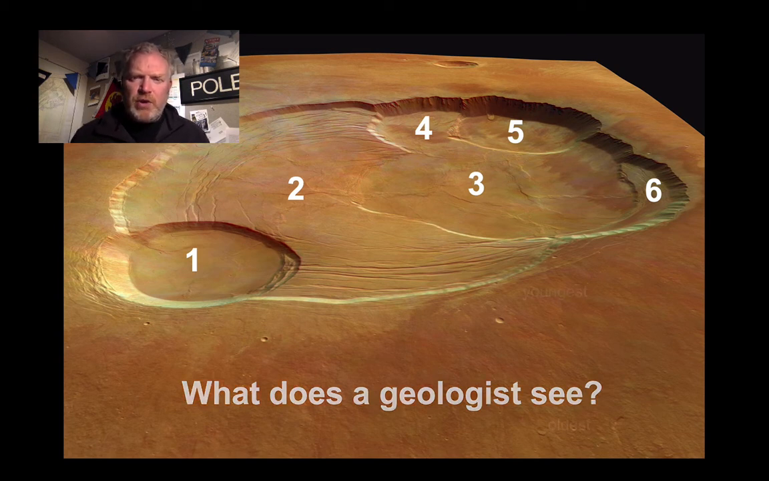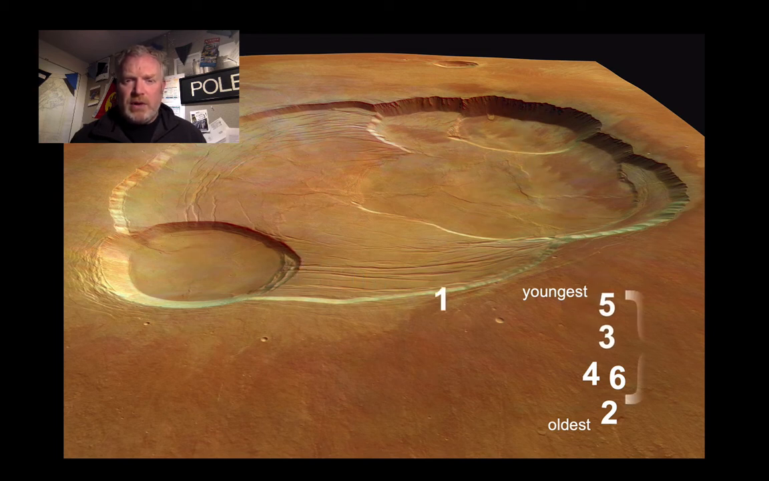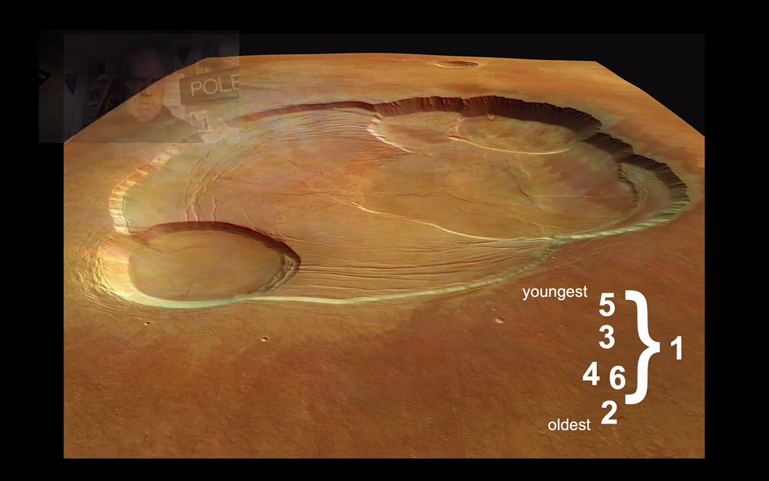We can also work out the order in which they formed. 2 is the oldest, 4 and 6 come after that, but before 3 and 5, and then 1 somewhere after 2, although we don't know exactly where that crater 1 would have formed, because it only cuts across crater 2, so all we can tell is it's younger than crater 2. Did you manage to come up with something similar?